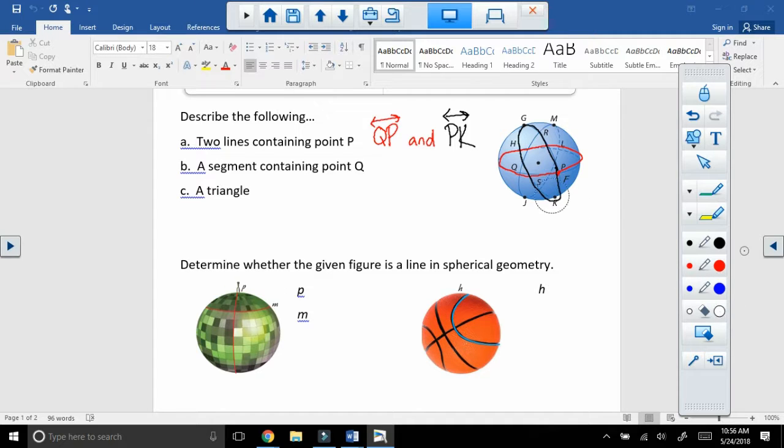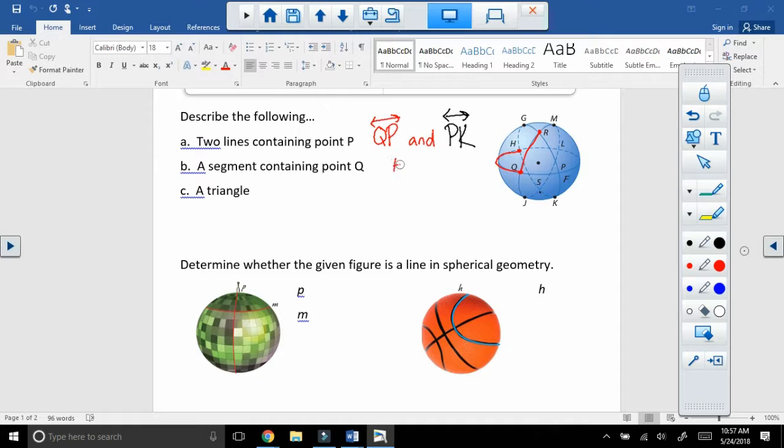For the next one, a segment containing point Q. So here's point Q. A segment would just be part of that line. So you might say QH would be considered a segment of that line. Or you could say QR. You want to maybe give yourself a couple examples or just give yourself one.